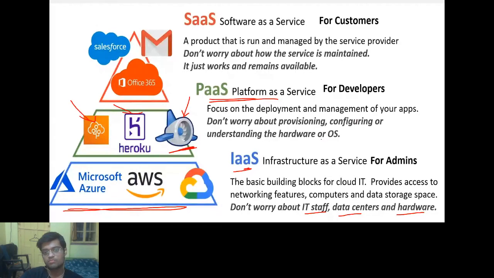We don't have to provision, configure, or understand the hardware or OS. Hardware is taken care of by IaaS. So yeah, and SaaS is the final software that we get. So Salesforce CRM, our Gmail, our Office are the SaaS services. Right.